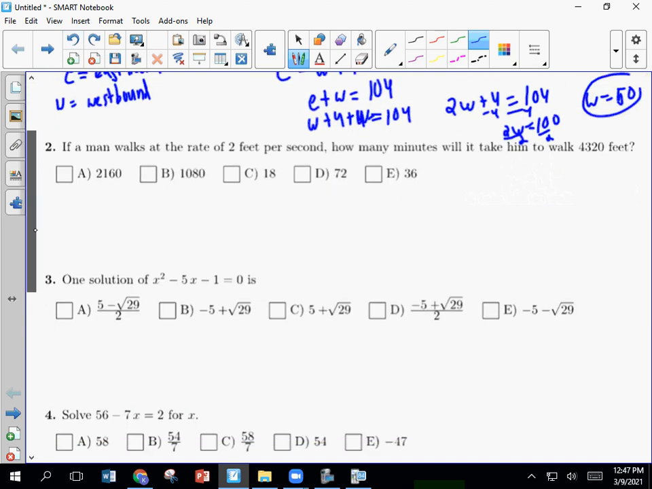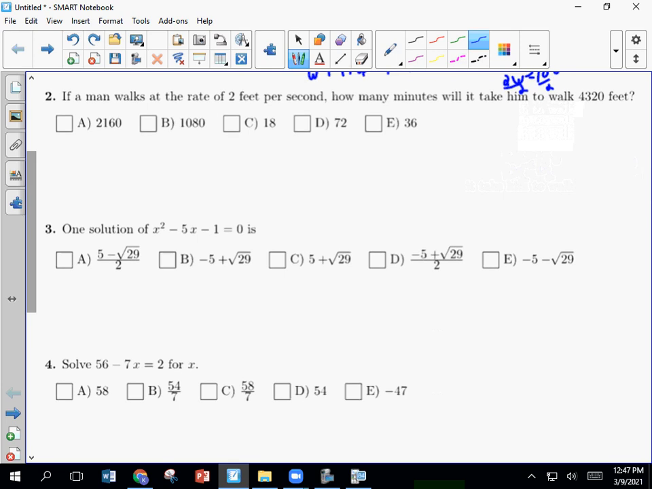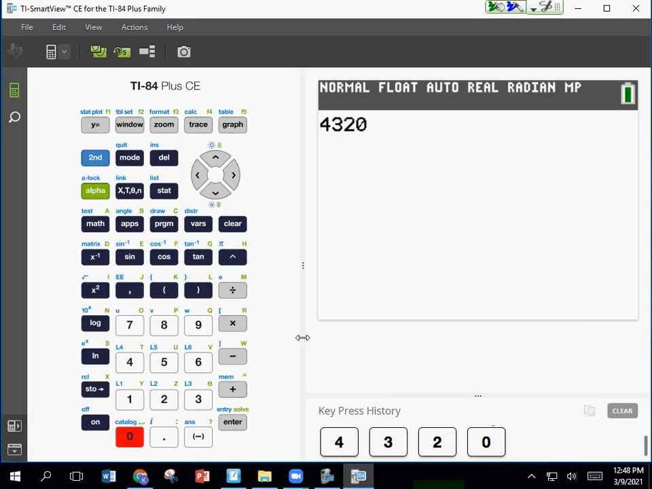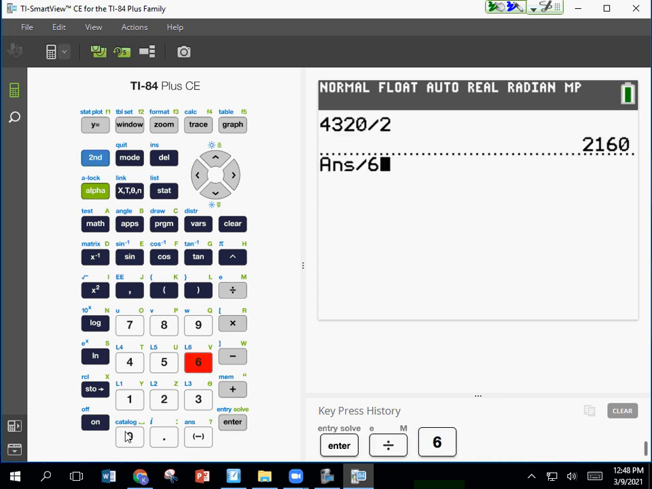All right, number 2. If a man walks at a rate of 2 feet per second, how many minutes will it take for him to walk 4,320 feet? So you do 4,320 feet divided by 2 feet, and then there's 60 seconds in a minute, so you get 36.